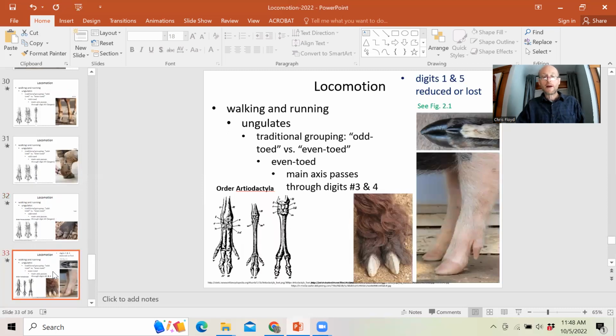Compare that to the even-toed, which are basically the 2s or 4s. So white-tailed deer, cervids and bovids and suids have these 2, and oftentimes 2 behind, which are more like dew claws and don't really have a function. So the weight distribution is passed through digits number 3 and 4, and number 1 and 5 are gone. So imagine losing your thumb and your little finger, or your big toe and your little pinky toe.